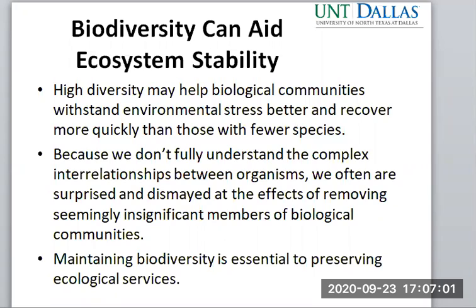We are often surprised and dismayed at the effects of removing those significant members of biological communities. For example, it's estimated that 95% of potential pest and disease carrying organisms in the world are controlled by natural predators and competitors. So, when we are killing those predators or competitors, we are losing that biodiversity that can help us in controlling pests and other ecological functions. Or in short, we can say that maintaining biodiversity is essential to preserve the ecological services.